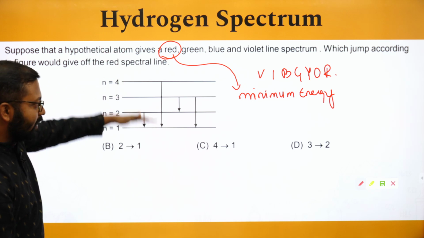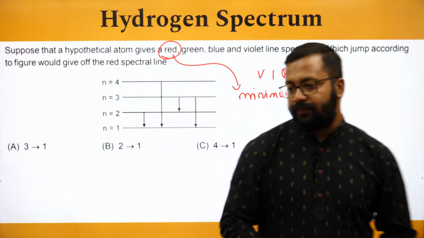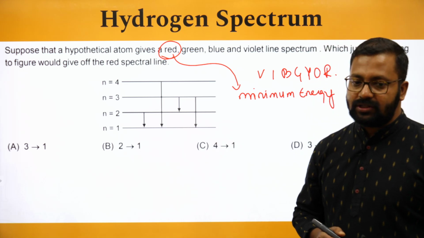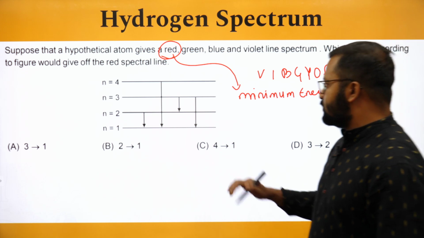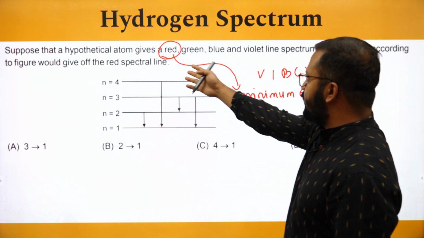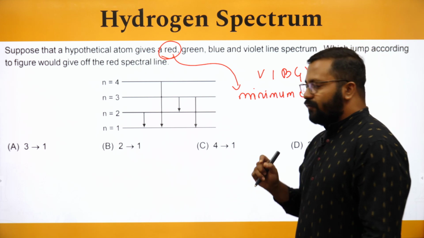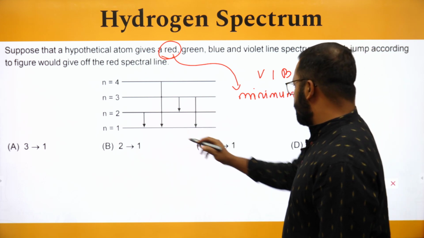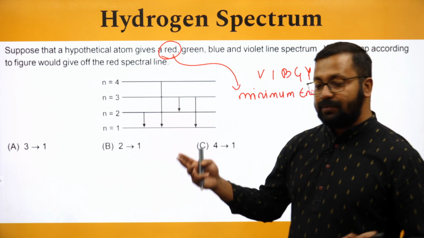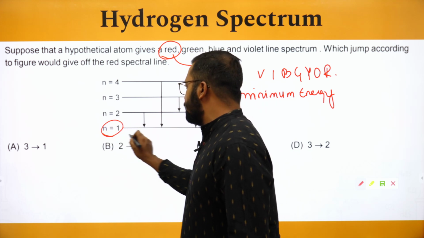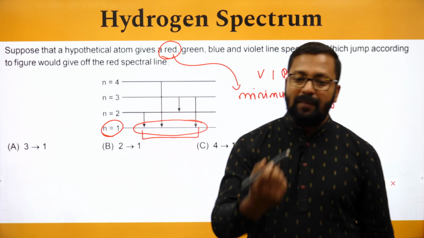Now can you look at this energy diagram and tell me which one is for minimum energy? So all jumps would give off the red spectral line. So for the red spectral line we have to identify which is the minimum. 4 to 1 is not possible, 4 to 1 will be maximum. Guys, n is equal to 1.